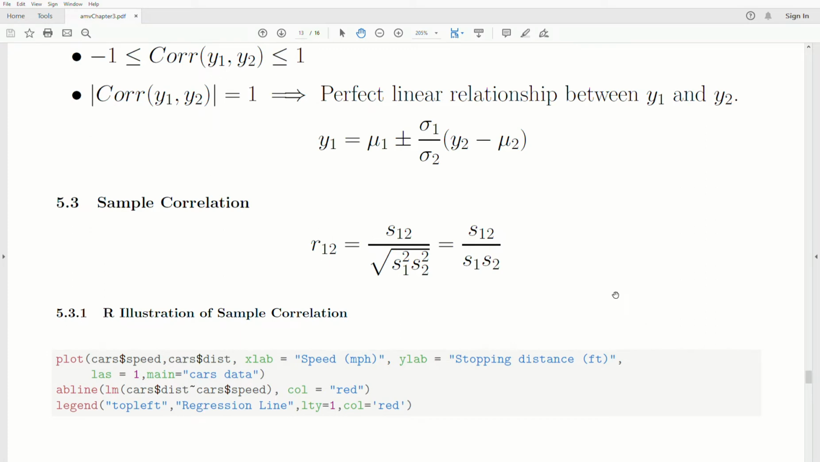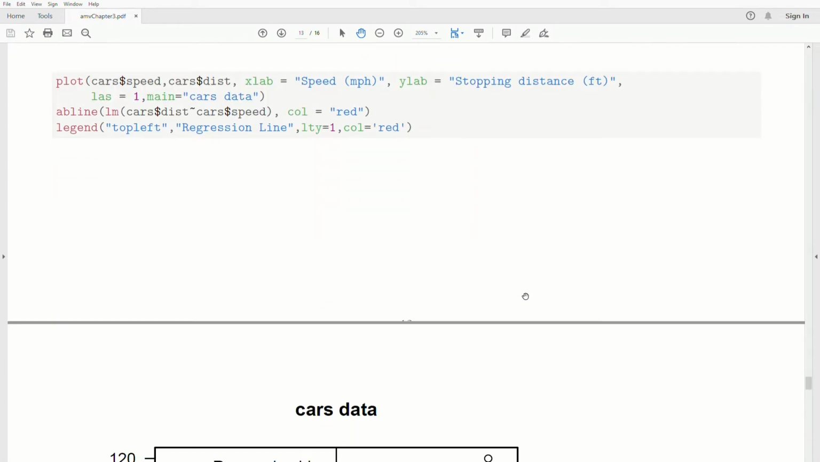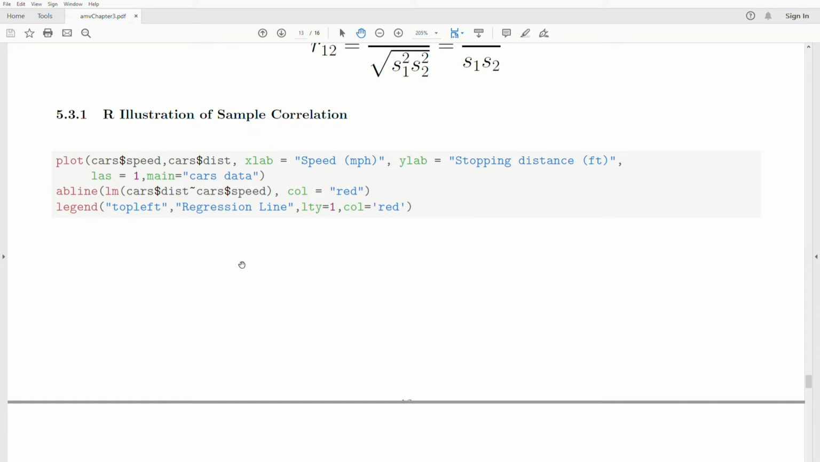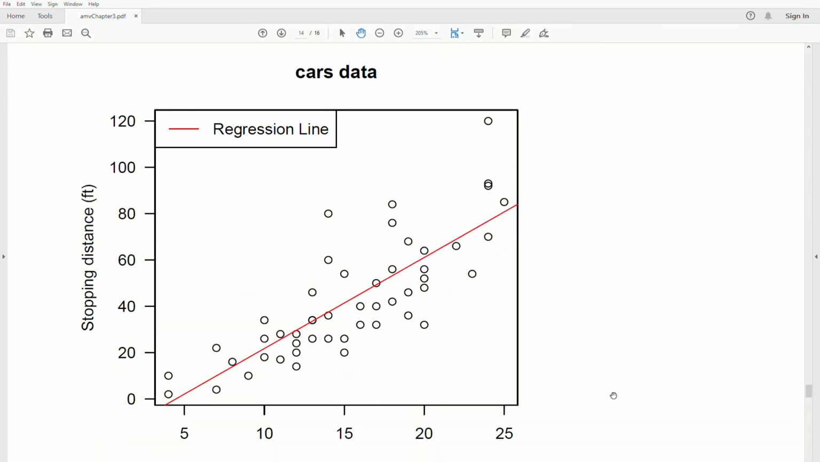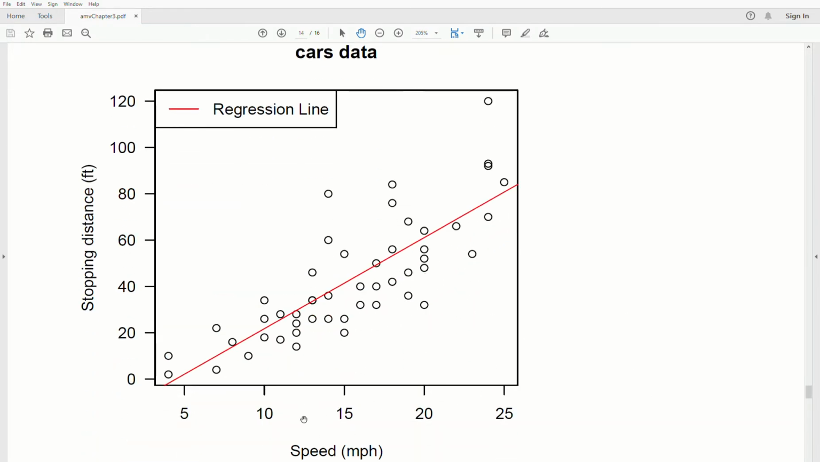Now, the sample correlation is analogous to the population. So R12, which means we're taking the sample correlation between y1 and y2, is the sample covariance divided by the product of the standard deviations. Now, if we look at this, and as always, I'll post the R code in the comment section, but we're not going to review that because it just plots this data. So here it's the speed of a car and the stopping distance.